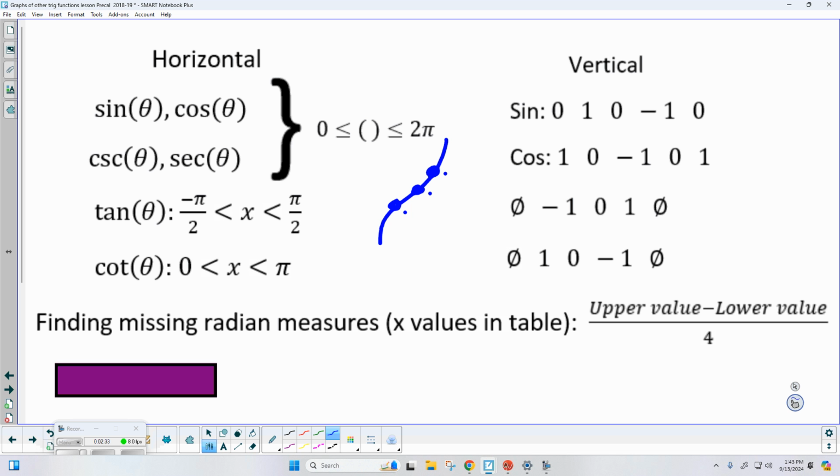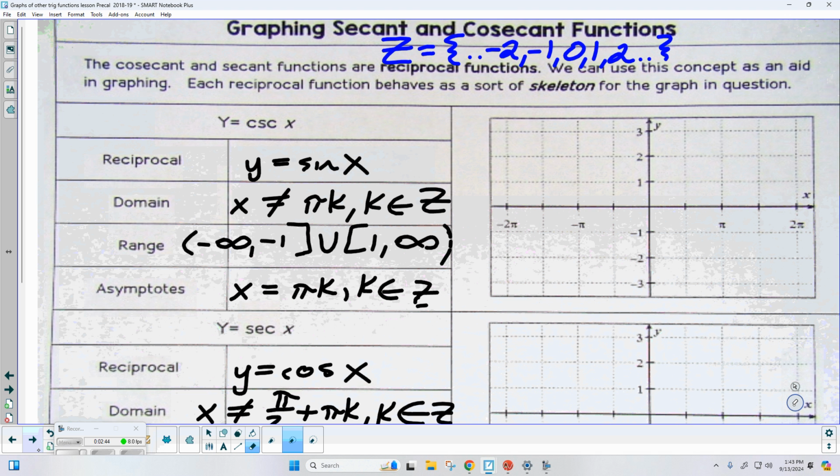And then when you want to fill in the missing x's on your table, upper value minus lower value, and then divide by 4. So this is just a combination of what we've all been talking about for basically a couple of weeks now. All right. So let's take a look.